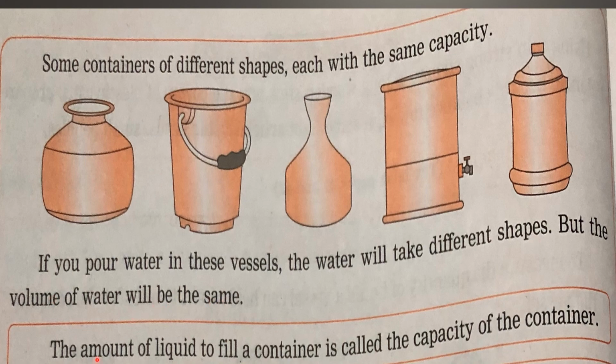Okay. The amount of liquid to fill a container is called the capacity of the container. So here the shape looks different, but actually when you pour, say, water into it, the volume of the water will be the same, and the amount of liquid to fill a container is called the capacity. That means how much it can hold is called the capacity of the container.